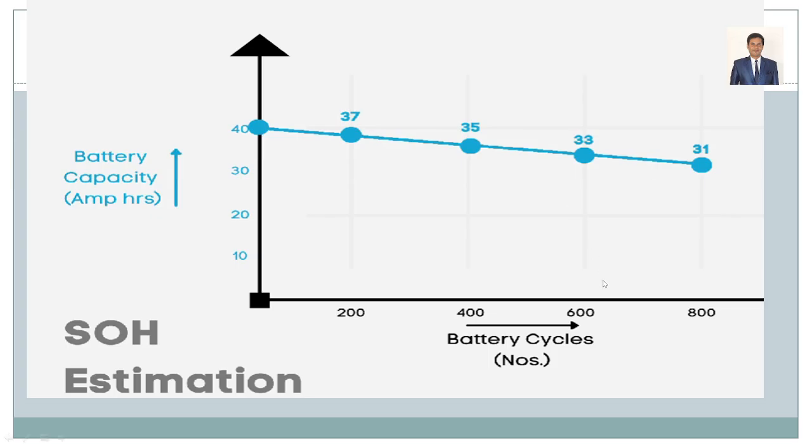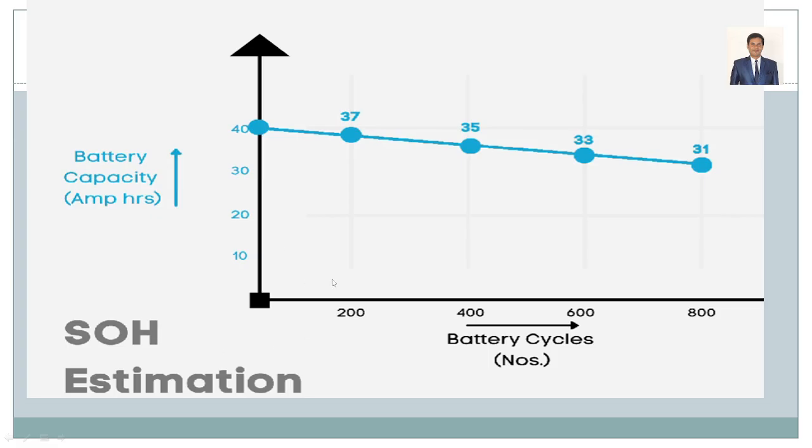When you talk about the 600 cycles, the Ah is again reduced. When you come to the 800 cycle, 1000, then it will come to 31, 25, 10. So that is how the life cycle will also end, right? The end of the battery life will get ended. So that is how you can see the estimation percentage.